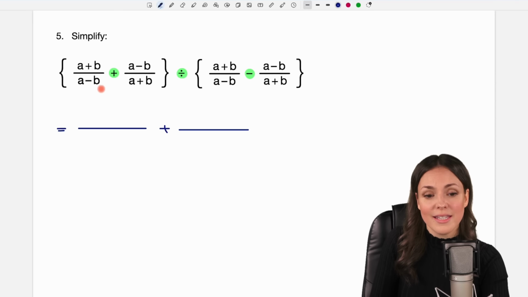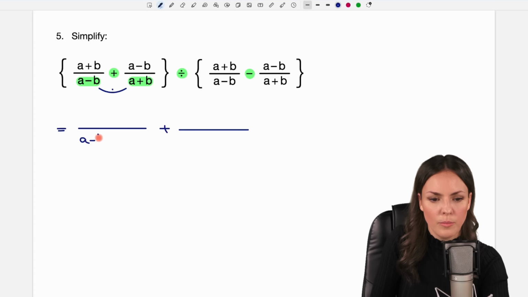Well, we need the same denominator. So right now it is a minus b, here it is a plus b. They are not the same yet, so we have to find a common denominator. We always find a common denominator by just multiplying these two denominators. So we can take a minus b and just multiply it by a plus b, and this is a common denominator. The same here, we take our a minus b and then our a plus b here.